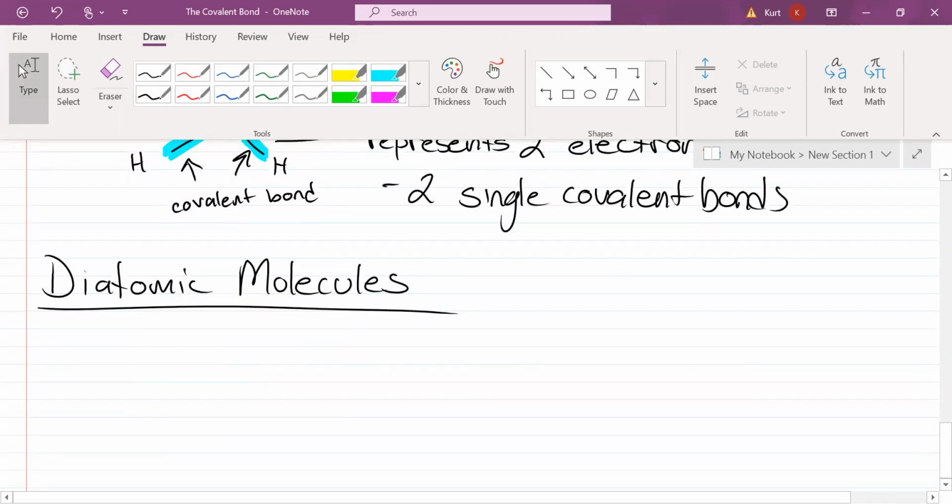Now, a diatomic, you see the word di. What does di mean? How many? It means 2. 2 atoms, 2 atomic. So diatomic molecules. So what you're going to be dealing with here is that there are 7 non-metals that cannot exist by themselves.